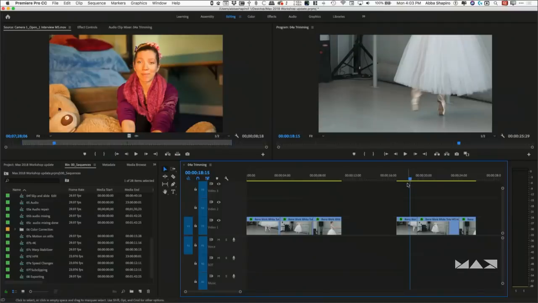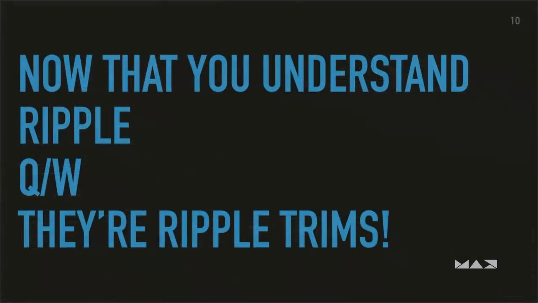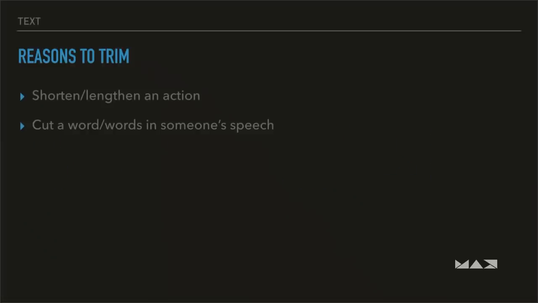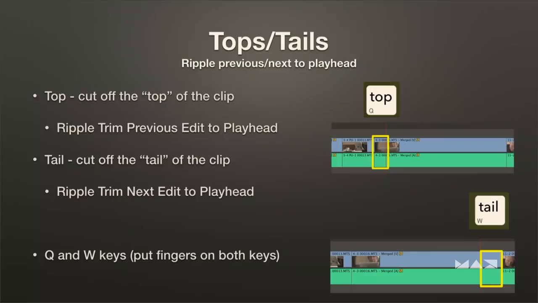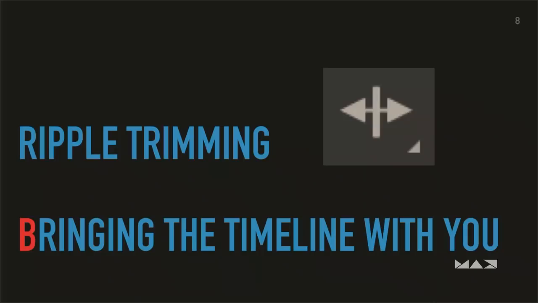So that's the next thing. So let's take a look at what's on our list next. Sorry, let's see if I can switch this over. We'll switch it over. I want to make sure we cover some stuff. So just so you can see, just for review, Q and W, tops and tails, ripple, previous, next. Bringing the timeline with you.